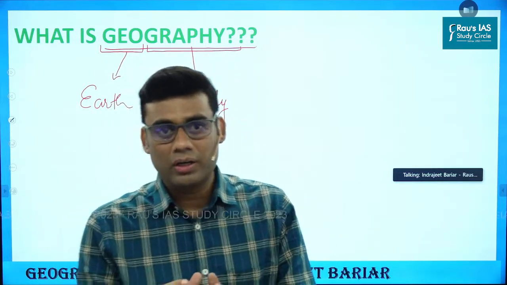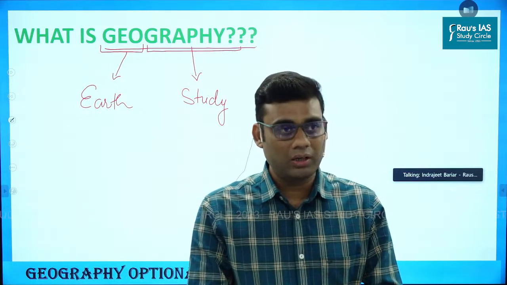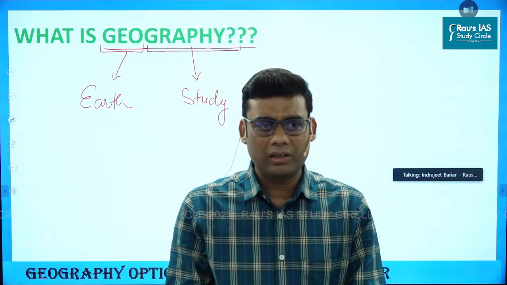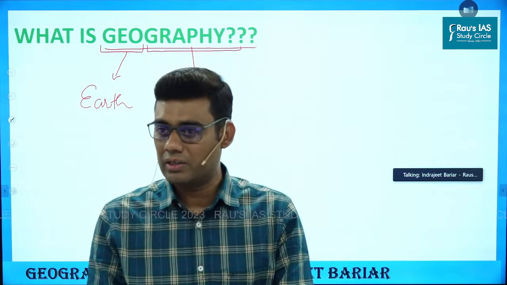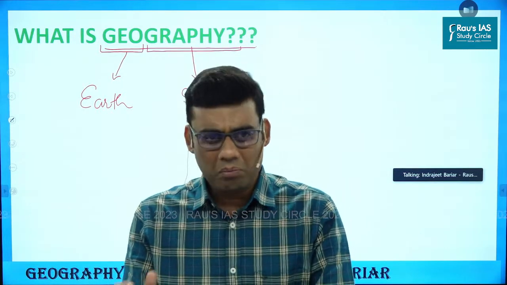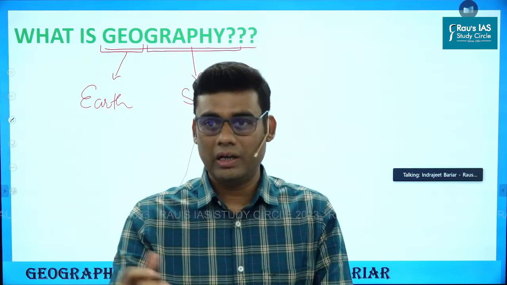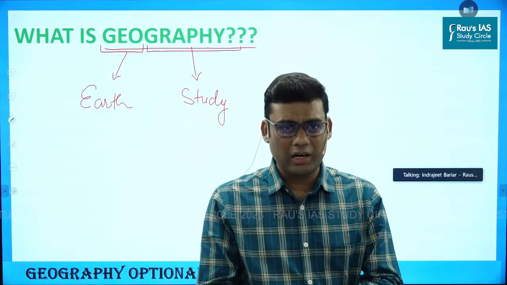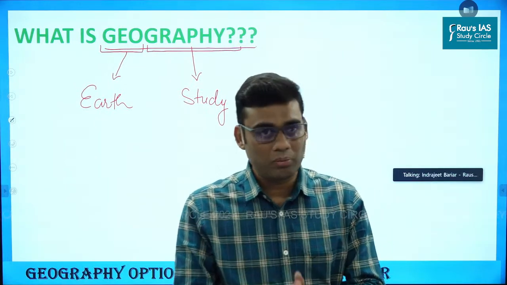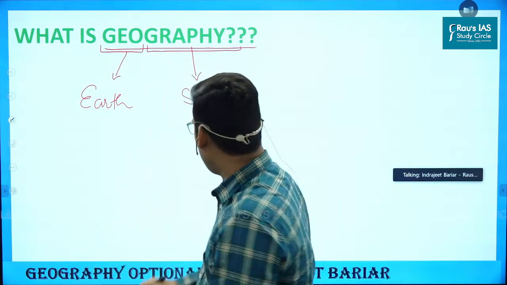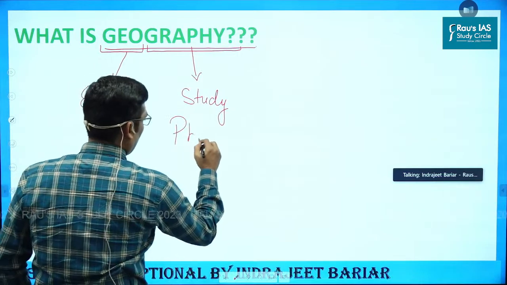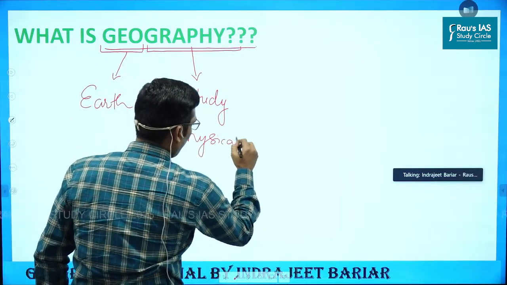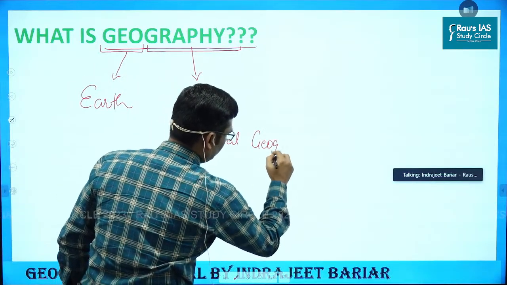So trying to understand the physical aspect of the earth, we can think of the non-living components, the abiotic components on the earth, which may include land, air or atmosphere, and the hydrosphere. And first, the idea was that the study of this should become geography. And that's where the first aspect came up, which was called physical geography.